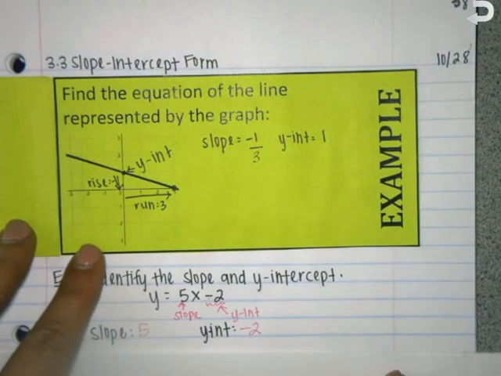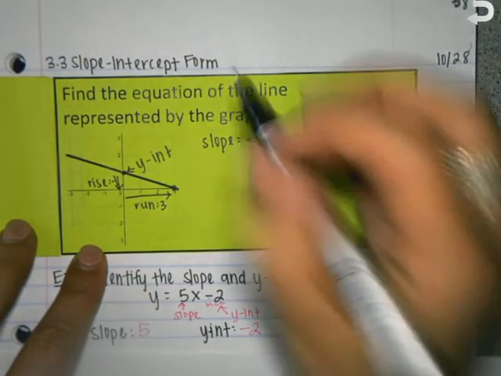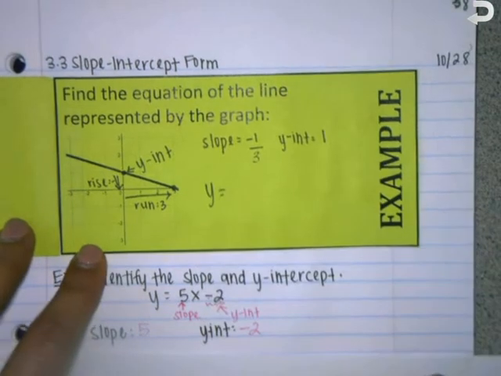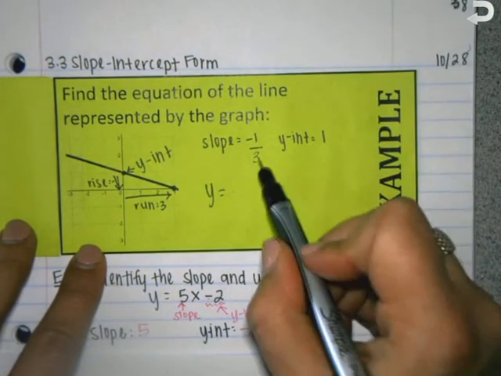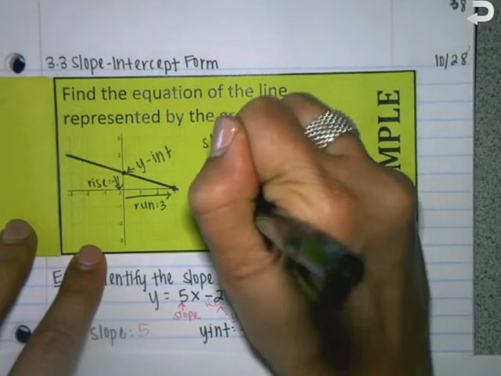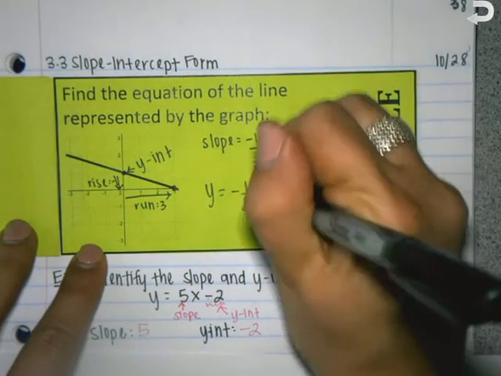Now let's plug everything into slope-intercept form. Y equals m. What's m? The slope, which is negative 1/3, x plus b, which is plus 1.